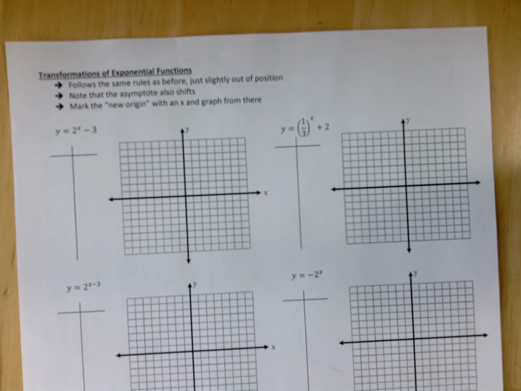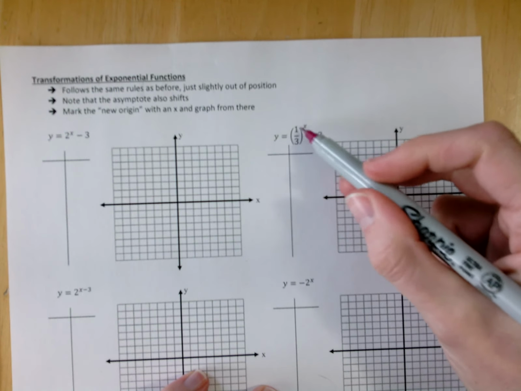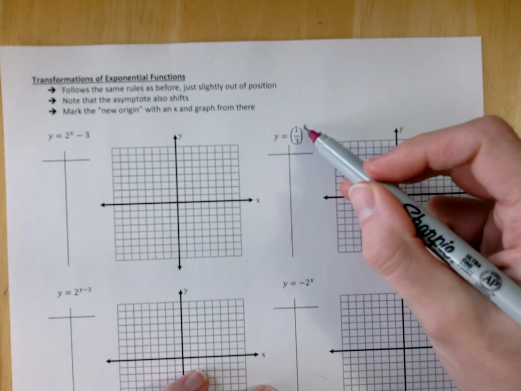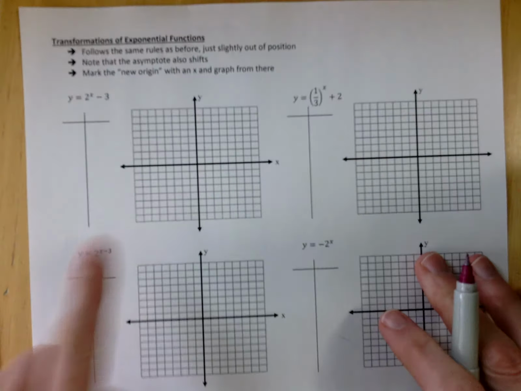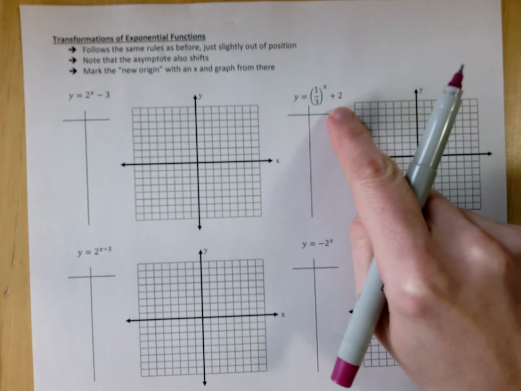When we're looking at these, anything that's changing the x is going to be your horizontal stuff. If your x is negative, that's a horizontal flip. If you have an x that's in plus or minus, that's a horizontal shift. And any numbers that are added at the end, those are your up and down.